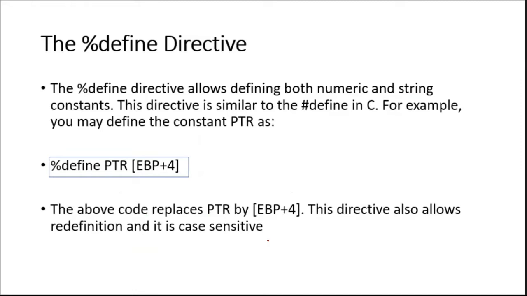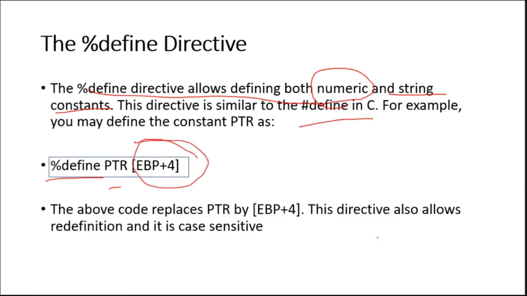Now, the next one we are considering, which is not the last one in terms of assembly, you can read more about it, is the define directive. The define directive also allows you to define both numeric and string constants. Now, this is similar to using define in C programming. So for example, you may define a constant PTR as this. You say percent define PTR, and then the value you're putting in there is EBP plus 4. So what it means is that you are replacing PTR with EBP plus 4. Now, this directive also allows redefinition, and it is case sensitive.